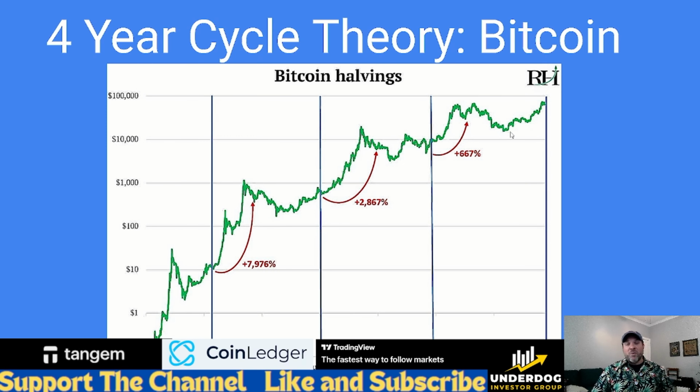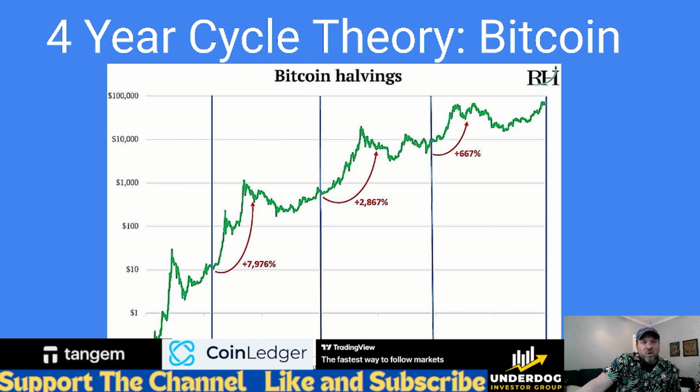Now, one thing to be very aware of is that these cycles are becoming less volatile and there's less percentage gain and less percentage loss each cycle. This is called the theory of diminishing returns. You will sometimes hear people talk about this on X or on YouTube.